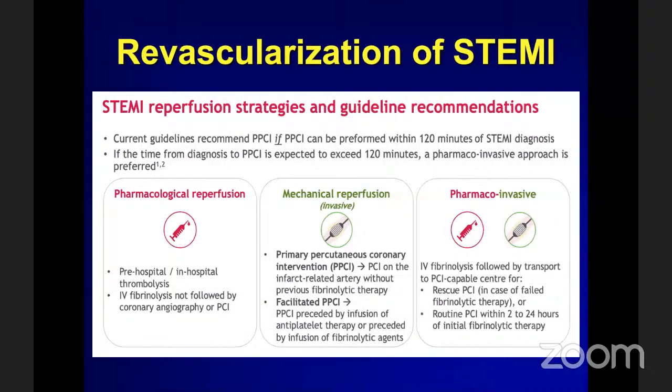If we talk about revascularization of ST elevation myocardial infarction, we have the old era of pharmacological reperfusion, which is carried out by injection of intravenous lytic therapy, not followed by coronary angiography, either taken pre-hospital or in hospital. The newest and most famous strategy is mechanical reperfusion, which is carried out by primary percutaneous coronary intervention in the cath lab in patients not receiving fibrinolytic therapy. The last strategy is a mix of both previous strategies, including patients receiving intravenous fibrinolysis, followed by transport to a PCI capable center for intervention.